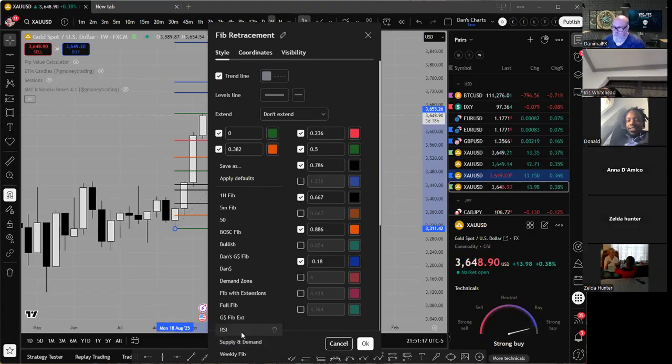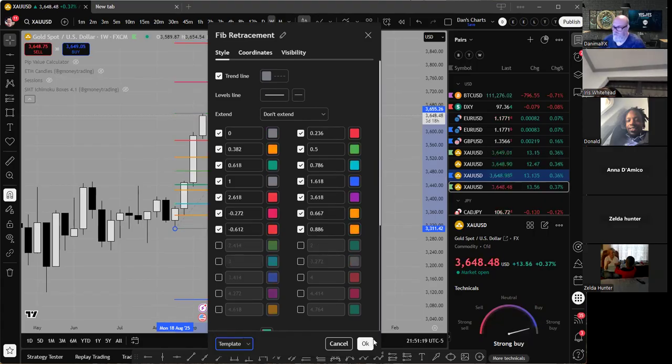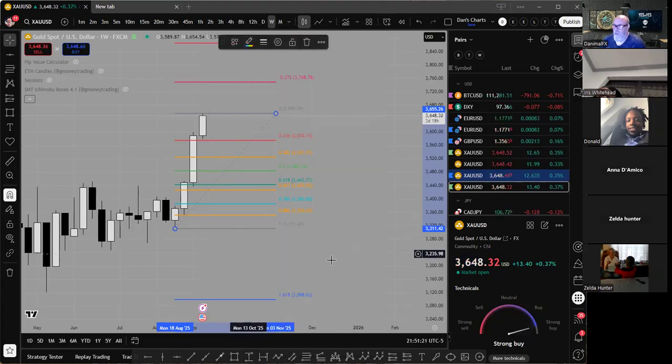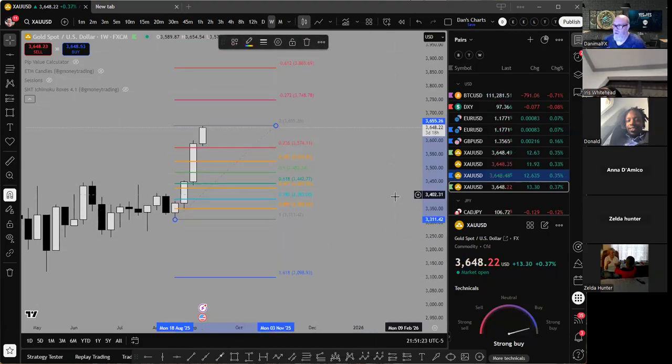But I have an RSI fib, which is different. It has to do with the RSI. I would have the RSI below, a different strategy. I don't like that strategy anymore. It's too complicated for me.